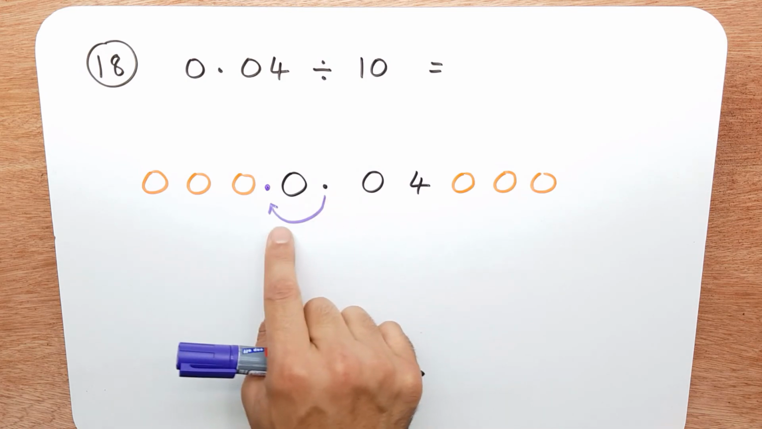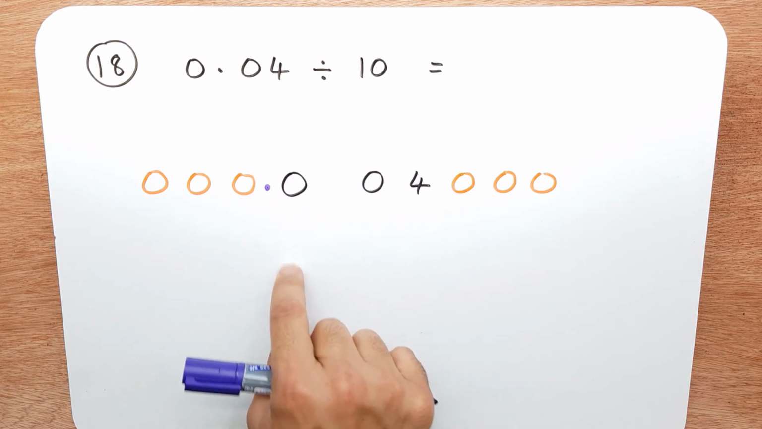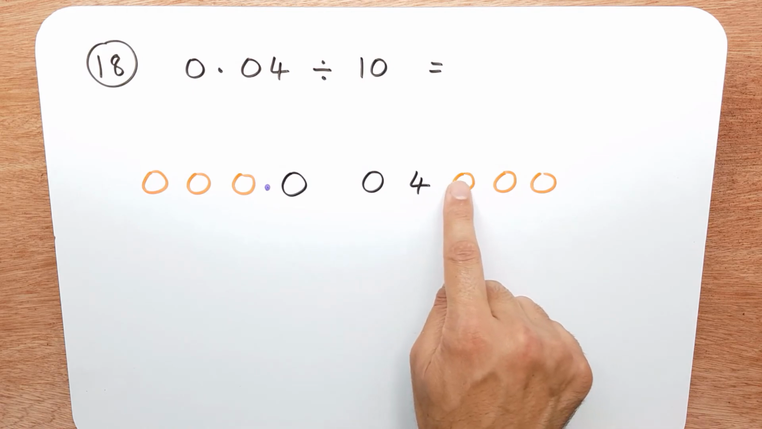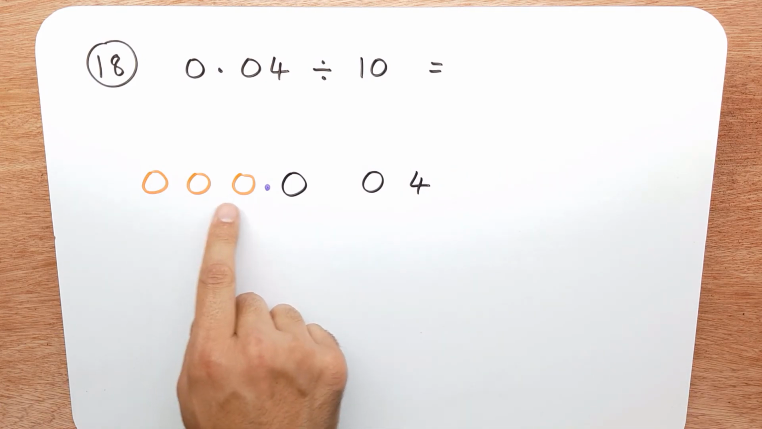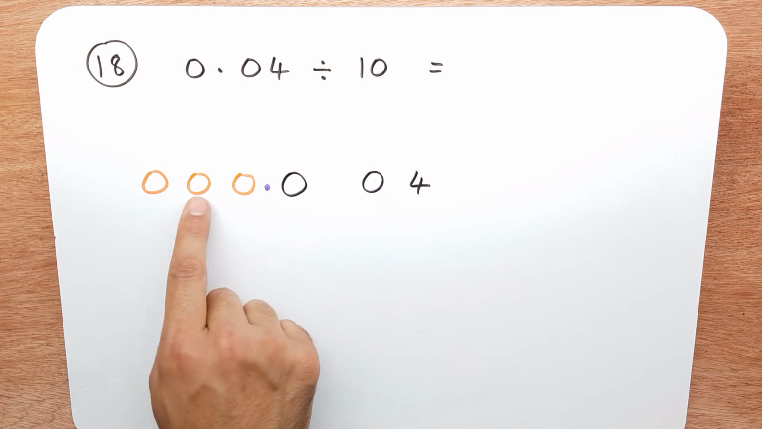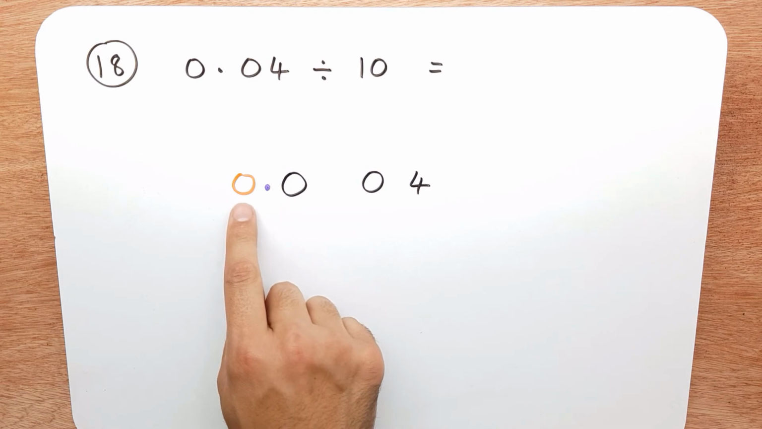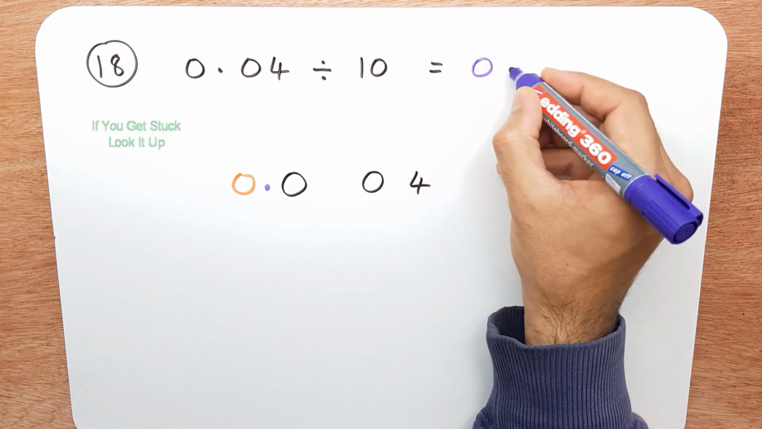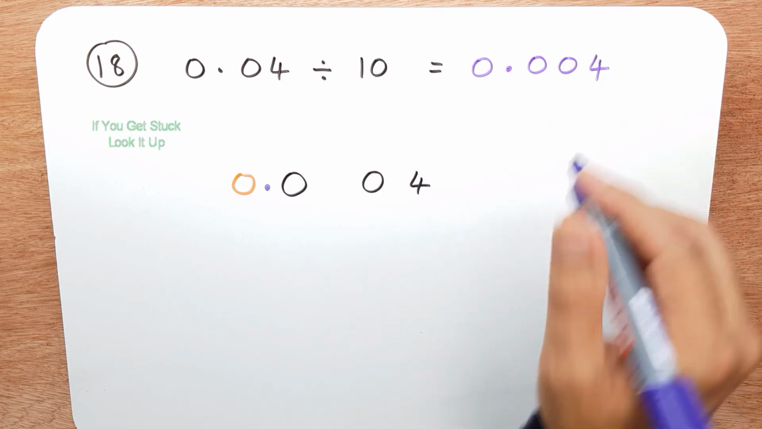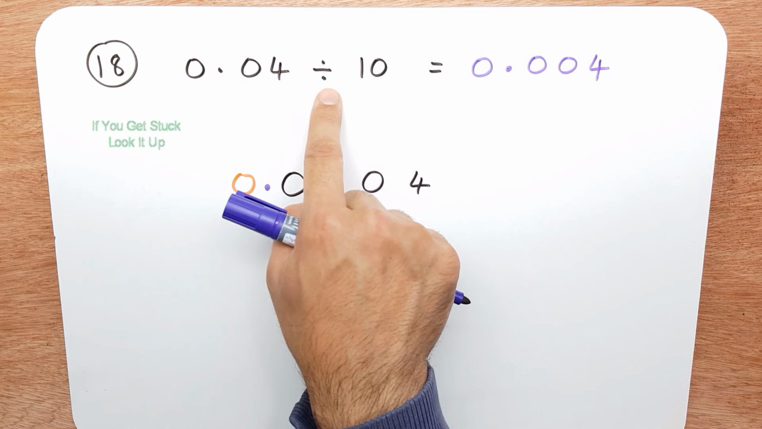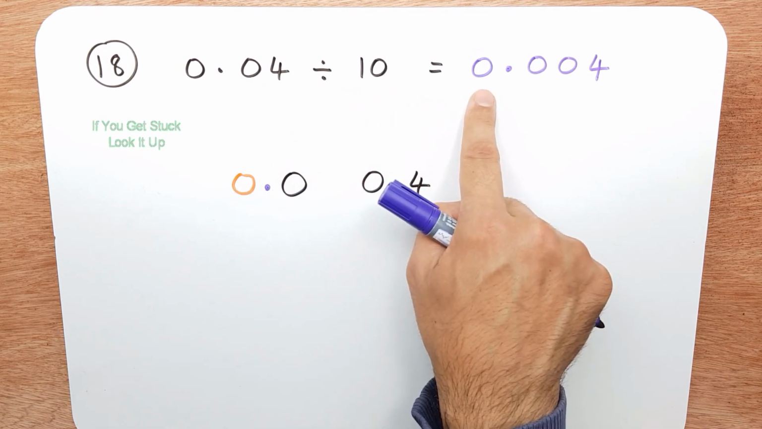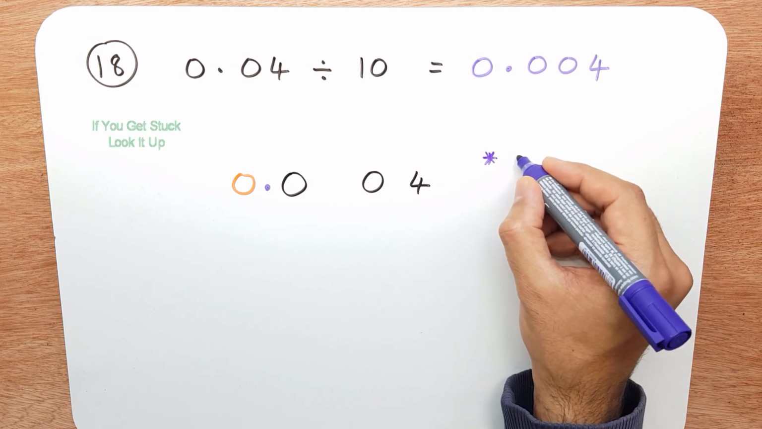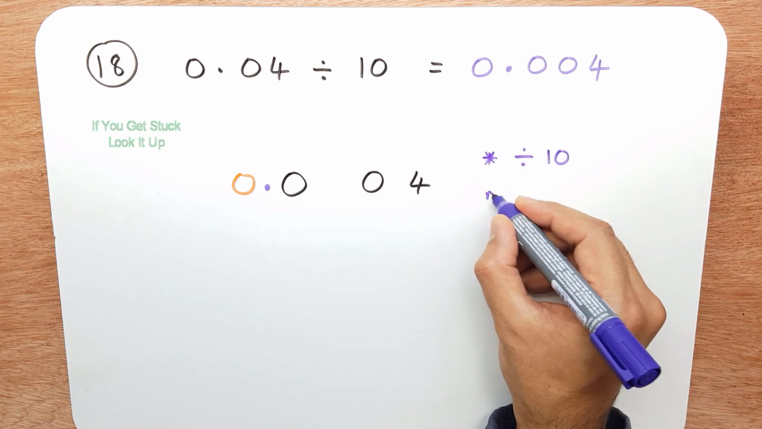So now we can remove all this here. So all of this can disappear. Now I have this number here. So I don't need all these, so I can remove them. And I can leave this 0 here because it makes the number easier to read, but these two I can get rid of. So the number I have now is 0.004, and I can write that here. 0.004. So 0.04 divided by 10 becomes 0.004.